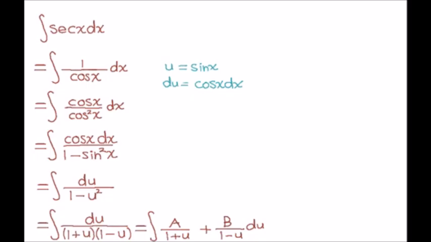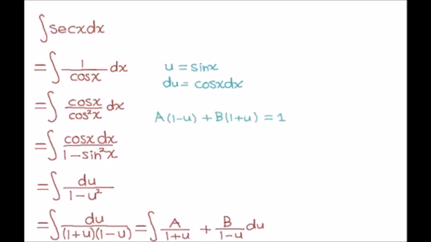For now, we solve for A and B by realizing that if you take common denominators, meaning we multiply A over 1 plus u by 1 minus u over 1 minus u, and B over 1 minus u by 1 plus u over 1 plus u, we can get the previous expression of du over 1 plus u times 1 minus u. And this can only be true if you have the expression A times 1 minus u plus B times 1 plus u set equal to 1.